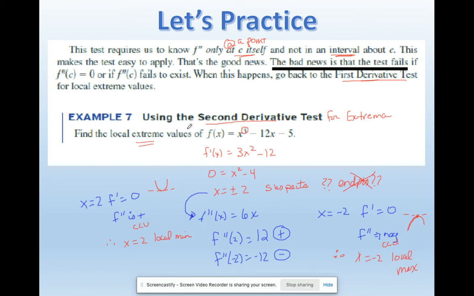Now, this asked me for extreme values, which means they actually want the height. So I need to go back to the original. Values means height. So I have to go to the original and plug in 2. And I have to go back to the original and plug in -2. Is that 8 minus 24 minus 5? And -8 plus 24 minus 5, if I've done my math right there, whatever that is. Who cares?